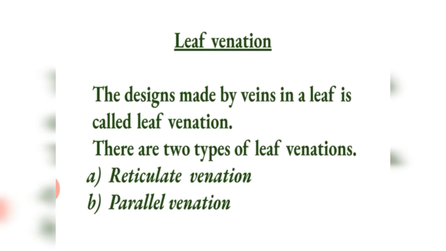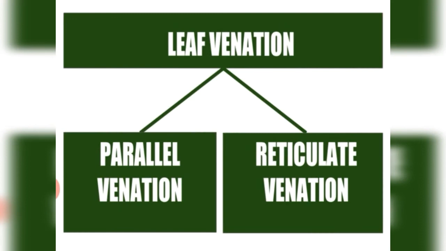Actually, there are two types of leaf venations, children. One is reticulate venation and other one is parallel venation. We already discussed what is leaf venation. Leaf venation is the design made by veins in a leaf. There are two types. Let us learn it one by one.